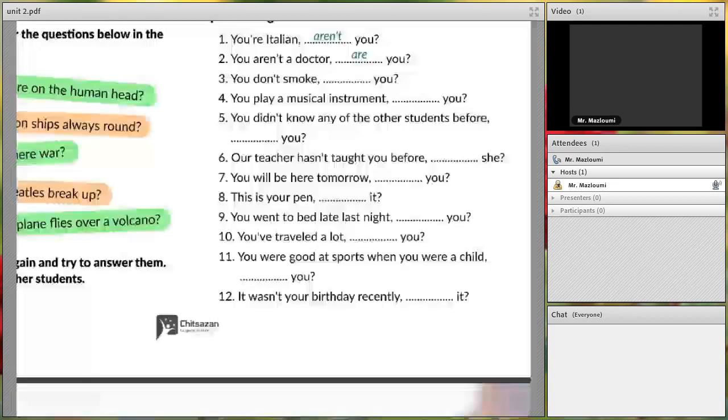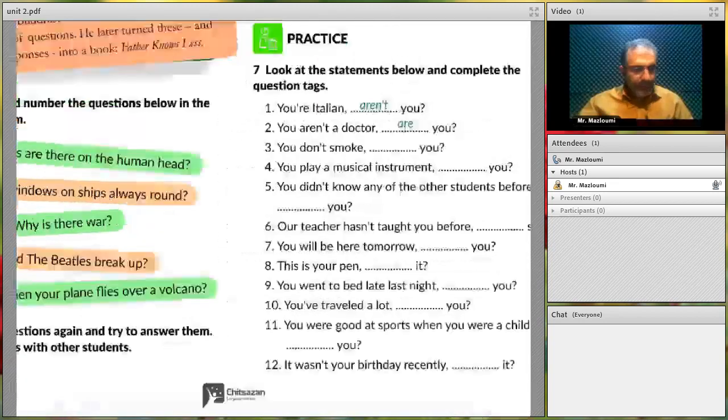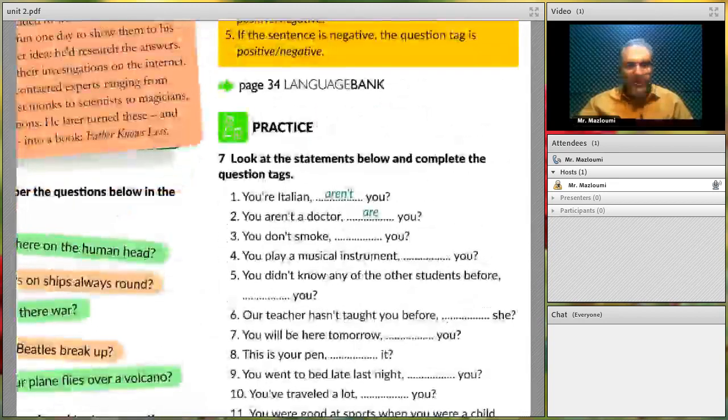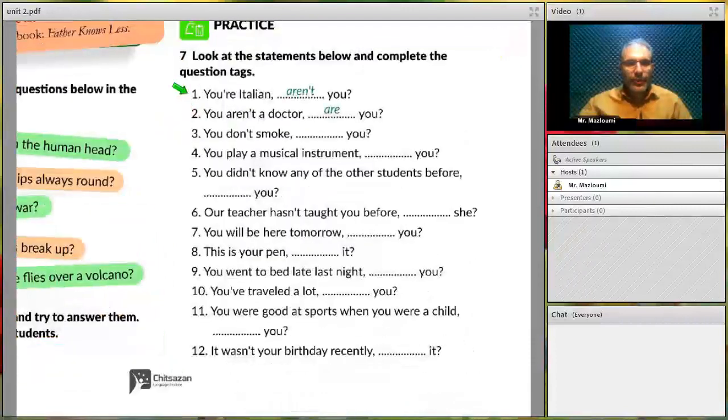Well, back to page 16, please, everyone. Page 16. Practice. Exercise 7. Look at the statements below and complete the question tags. Number 1. You're Italian, aren't you? Positive, negative. You aren't a doctor. Are you? Negative, positive tag.